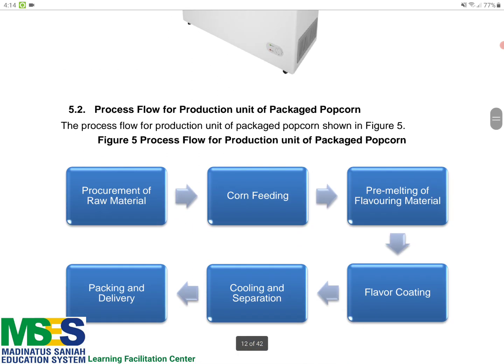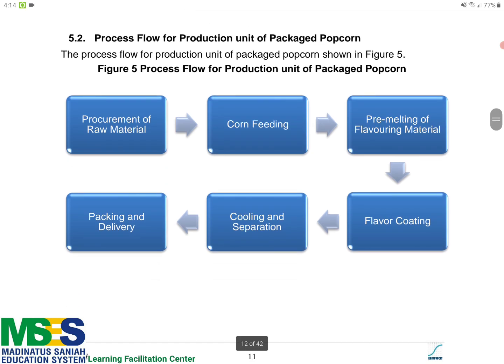Okay, what's the next process? They have defined the process. The equipment section is done. Now they are defining the process of making popcorns. Okay, what is the process? First, we have the procurement of raw material. First step, procurement.